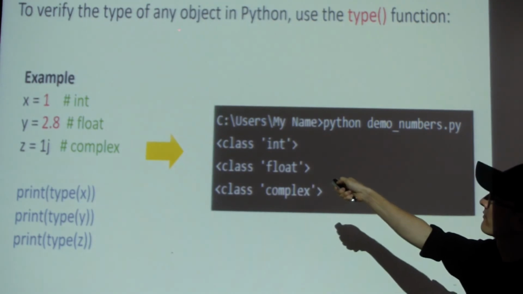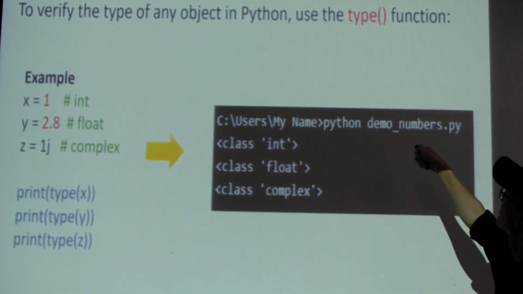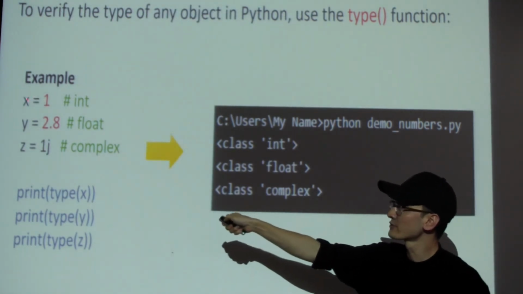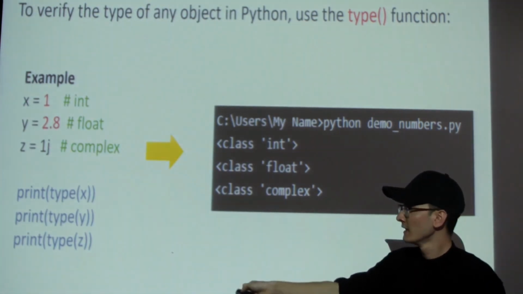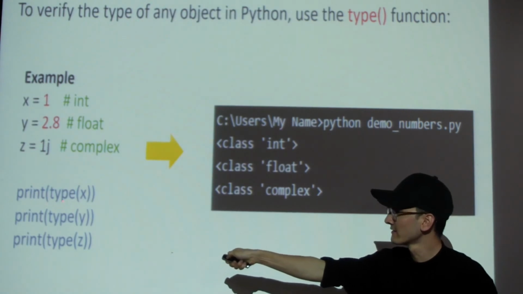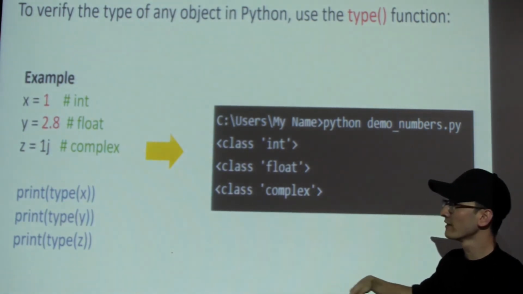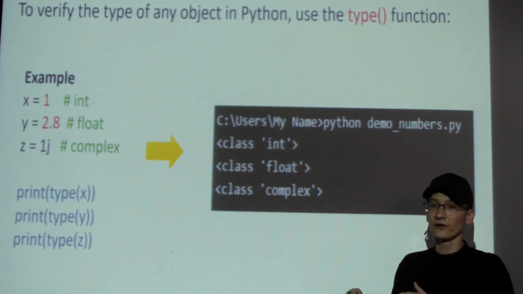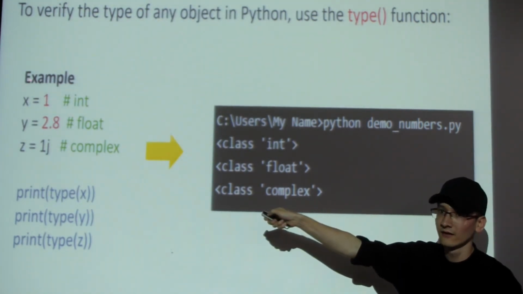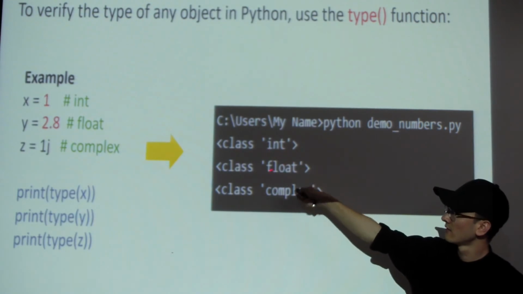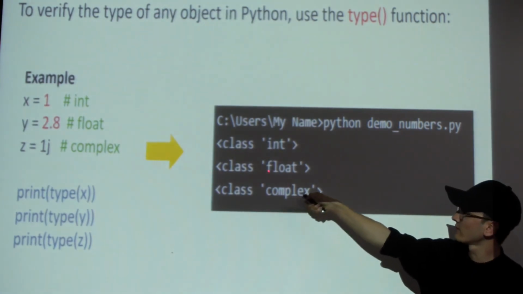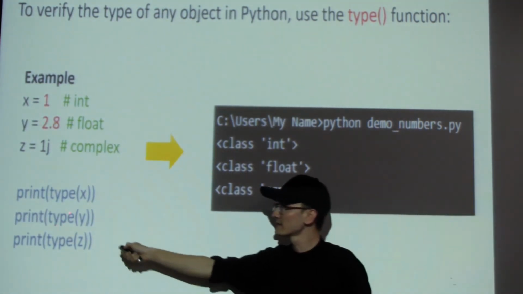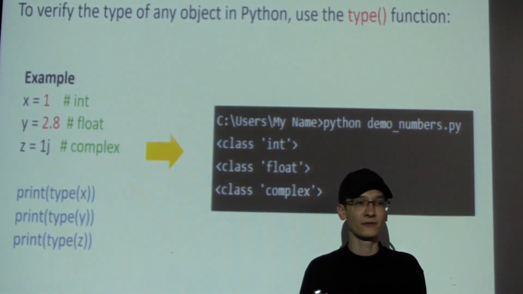To verify the type of any object in Python, use the type function. For example, we created 3 variables and we gave 3 values: integer, float, and complex number. Yeah? If we use type commands, for example, print type x, type y, type z, it will print what kind of data it is. For example, x is integer, it will print class integer. Y is a float number, therefore it prints float, and complex number. This type function will find what kind of data type it is.